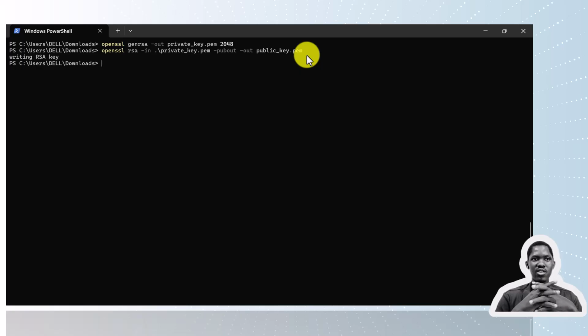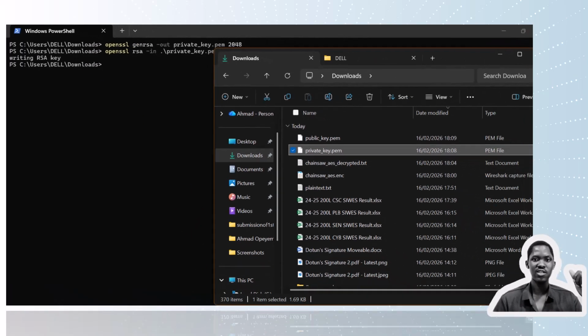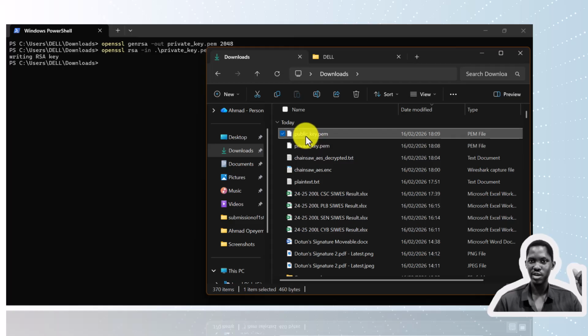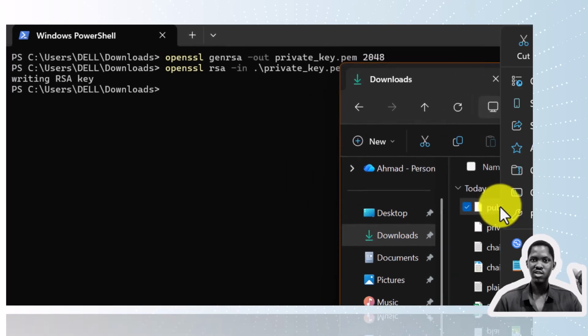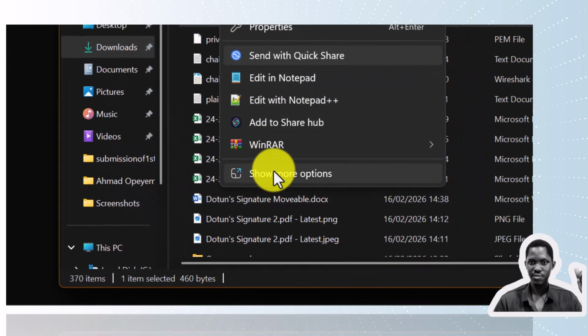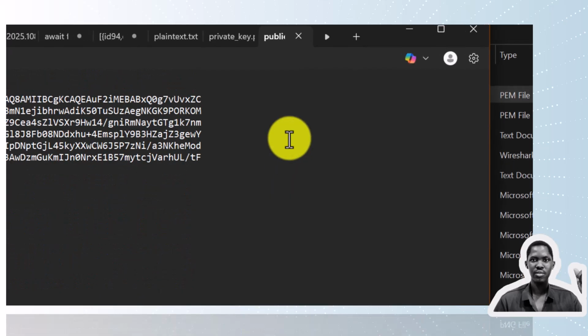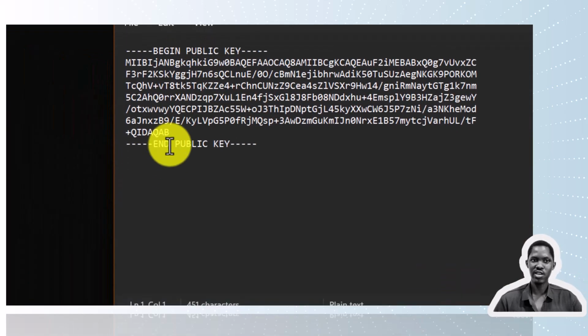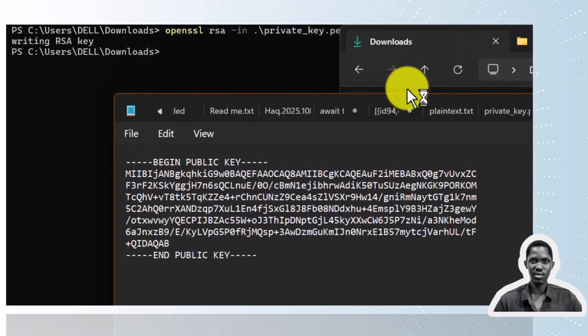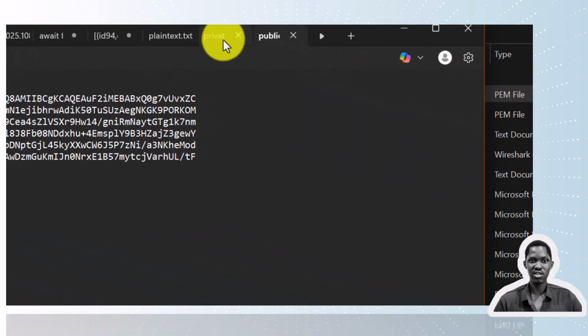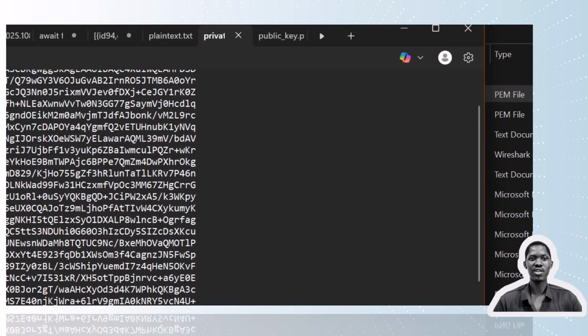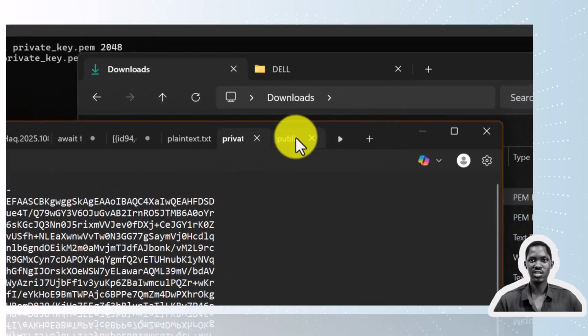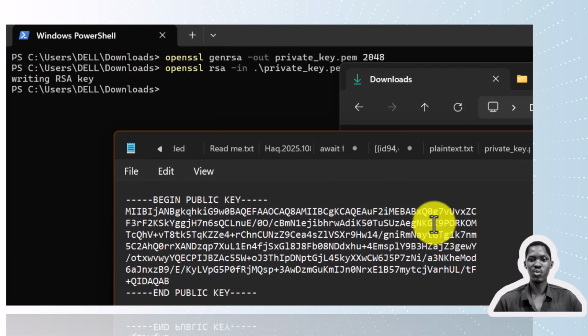Press enter. You can see writing RSA key. And my public key has been generated. You can see public key.pem. You can also check the content of the public key. So you can see begin public key, end public key, and this is what you have. And what you have here is very different from what you have here. It's not the same in any way. You can see that it's not the same in any way at all.